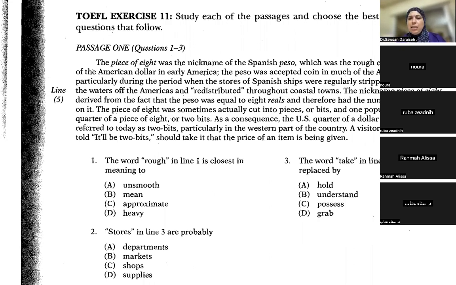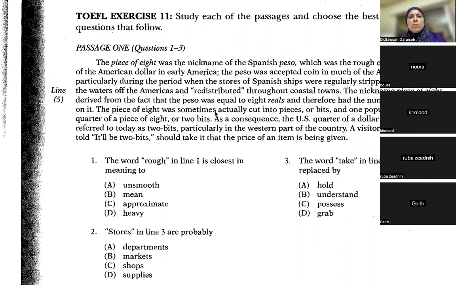So the nickname piece of 8 derived from the fact that the peso was equal to 8 reals. It was equal to what? 8 reals. What are reals? Okay, 8 different divisions, right? And therefore had the numeral 8 stamped on it. It had a number 8 on it, that's why it's called the piece of 8. Maybe it's divided into 8 sections itself, all right? Each section was called a real. Reals is plural because 8 reals, that's why.